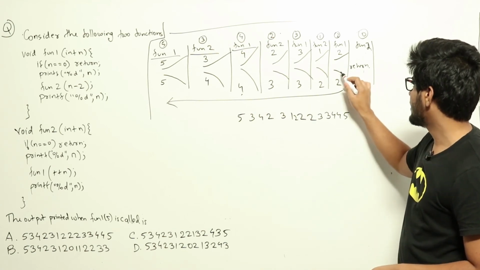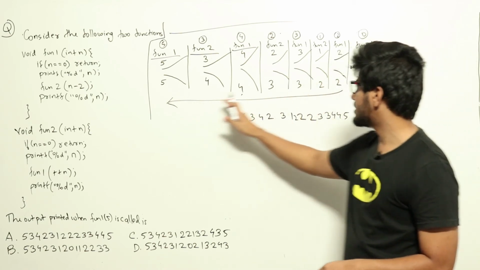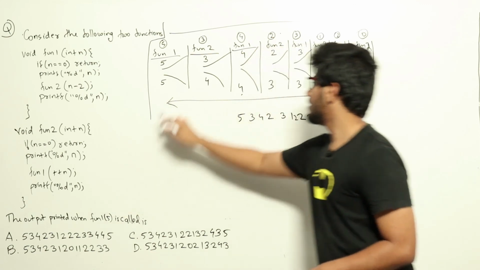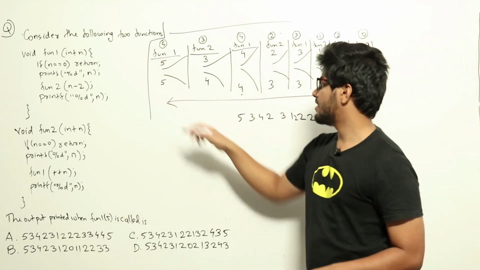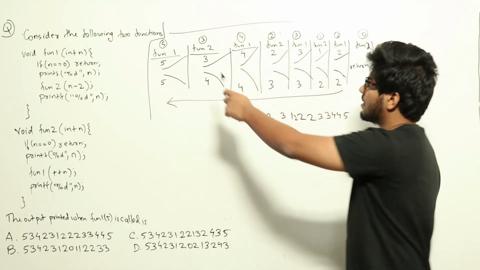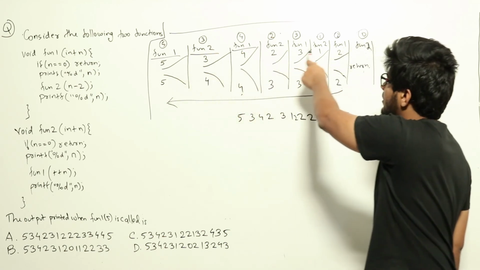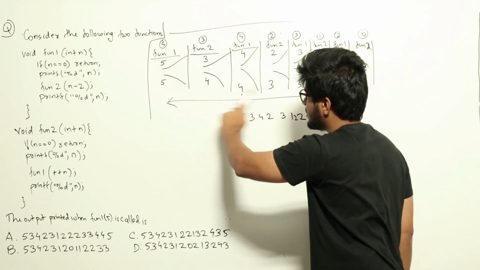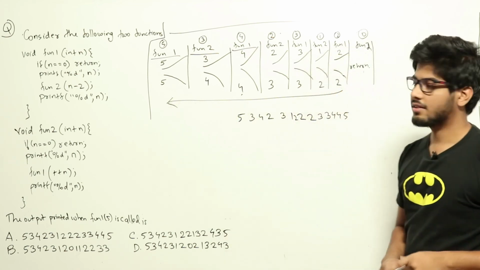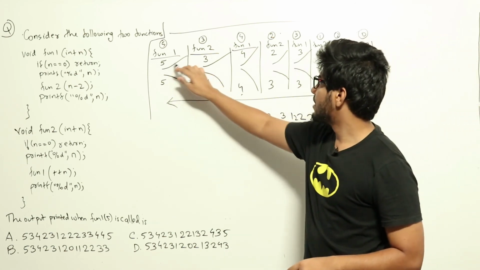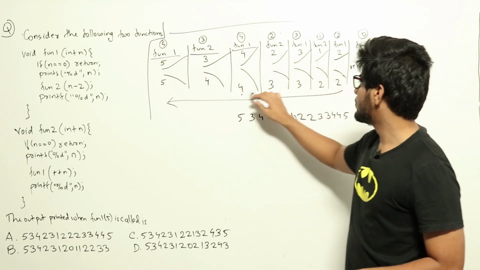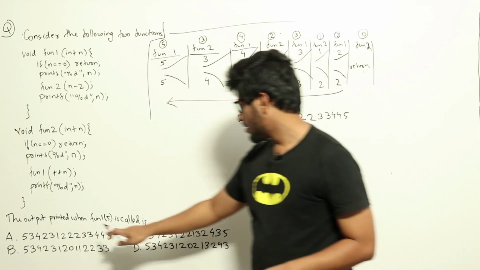And then it will come back, and in the stack now all these functions are there. It will keep on executing that final printf statement, and all these numbers will be printed, and then it will exit. So starting, it will print all these numbers in this order, and then it will return from the inside function, and then it will print all these values in this order. So the answer is 5 3 4 2 3 1 2 2 2 3 3 4 4 5, which is option A.